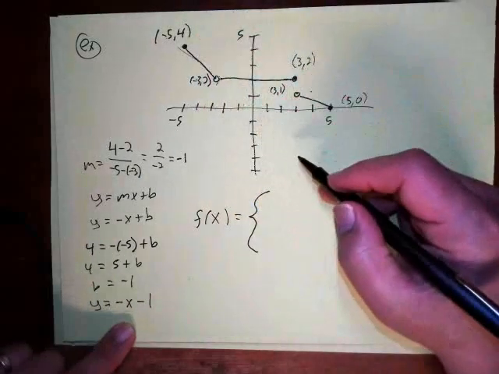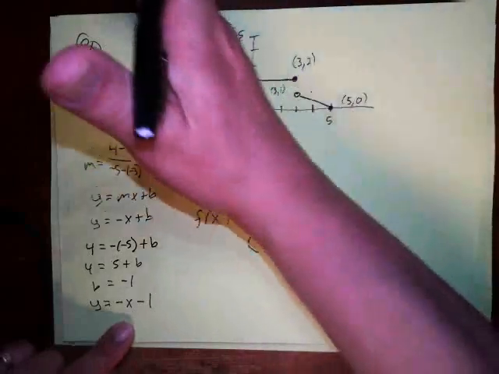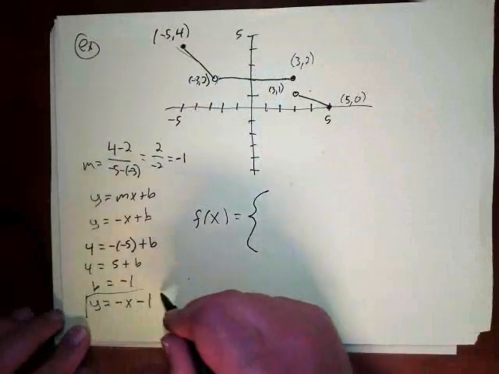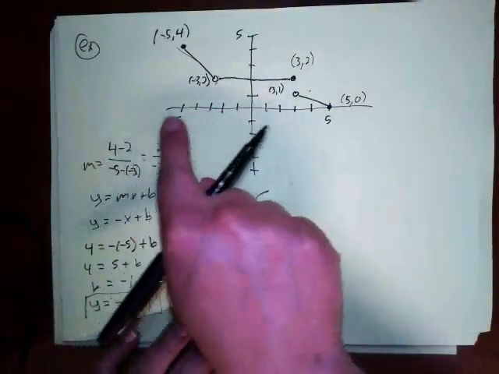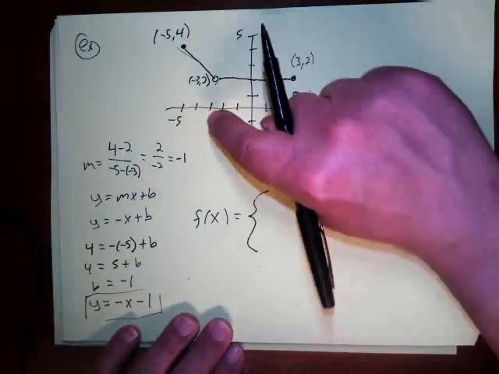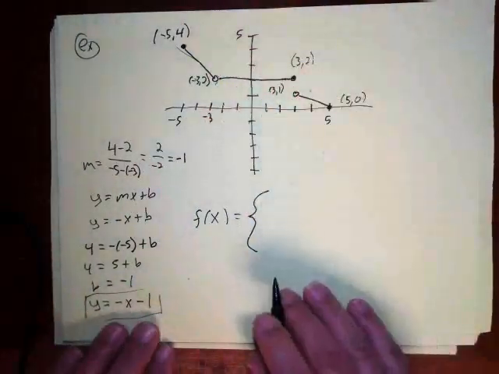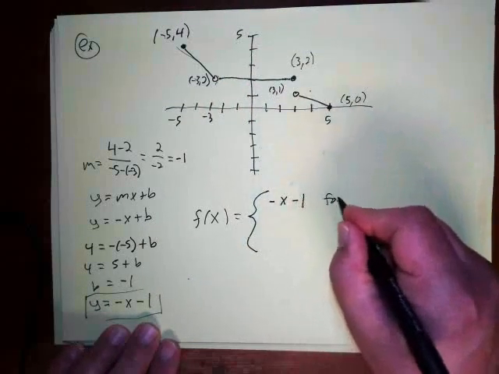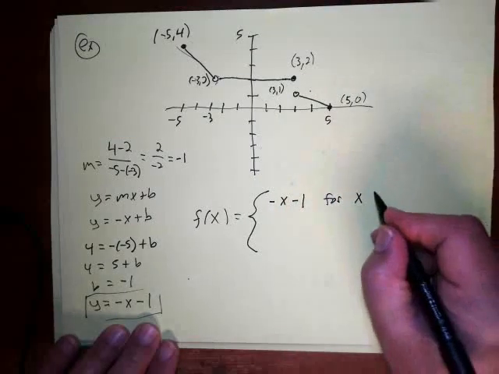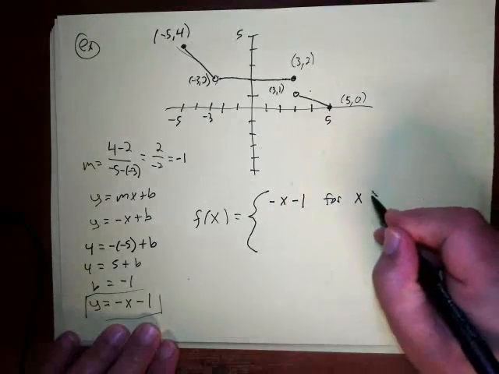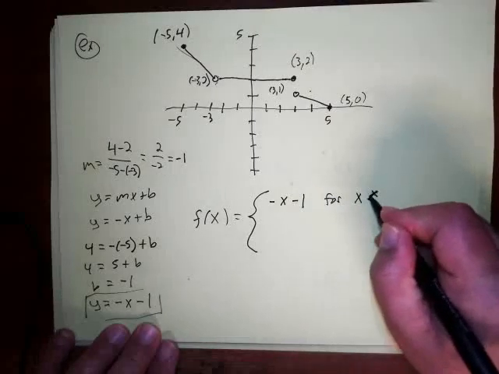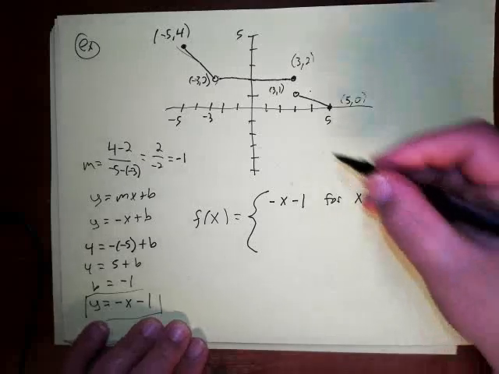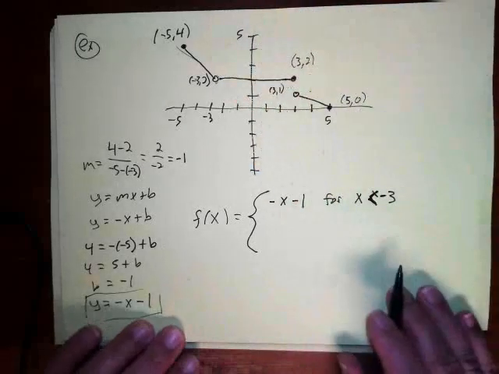So that's what this would be here. This line, if you extended it out, would have a y-intercept of negative 1 and a slope of negative 1. And that's what you're going to use to define the graph here, up to, it looks like, negative 3. So what I can write here is negative x minus 1 for x values that are strictly less than negative 3. Strictly less than, because that's an open circle.